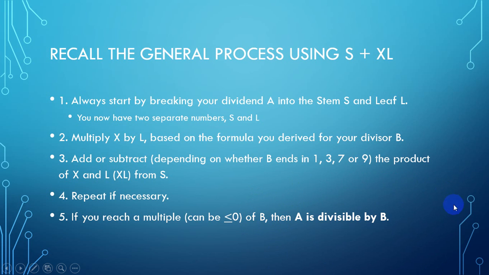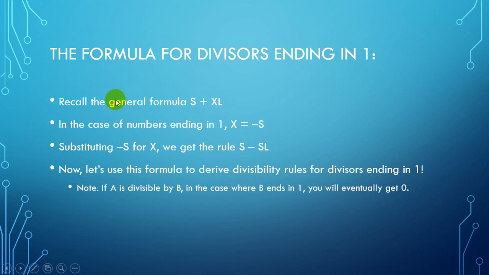Thus, A is divisible by B with no remainder. So the specific formula for divisors ending in 1: recall the general formula, S plus XL. In the case of numbers ending in 1, x happens to be negative s. So it's just the stem, and you subtract that value of the stem times the leaf. You substitute minus s for x in this formula. So we get s minus SL.